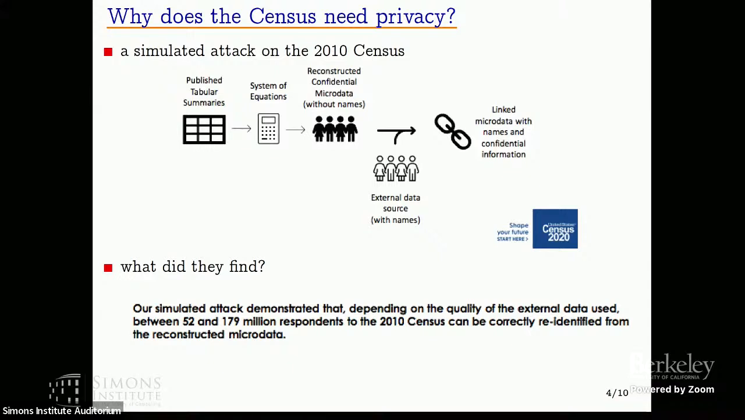In particular, what did they find? They said that our simulated attack demonstrated that, depending on the quality of the external data used, between 52 and 175 million respondents in the 2010 census can be correctly re-identified from the reconstructed microdata. And this had big shockwaves, and immediately they pivoted the policy of how they're going to be publishing data in the 2020 census and hereafter.